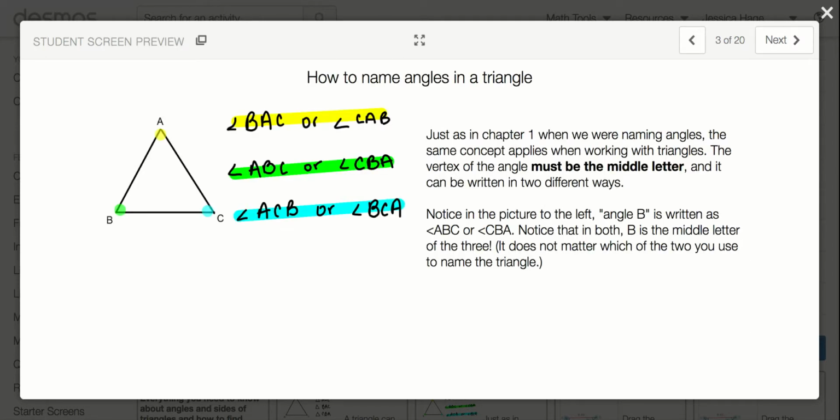How to name angles in a triangle. This is color-coded for you. Just as in chapter 1, we were naming angles, the same concept applies when working with triangles. The vertex of the angle must be the middle letter, and it can be written in 2 different ways. Notice in the picture for the green part of the triangle, angle B is written as angle ABC or as angle CBA. In both, B has to be the middle letter of the 3. It doesn't matter which 2 you use, but B has to be the middle. And again, naming angles is going to be important, especially for the next section when we move to matching up parts of triangles to each other.